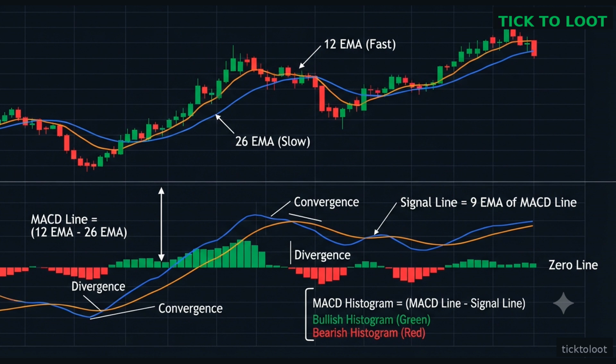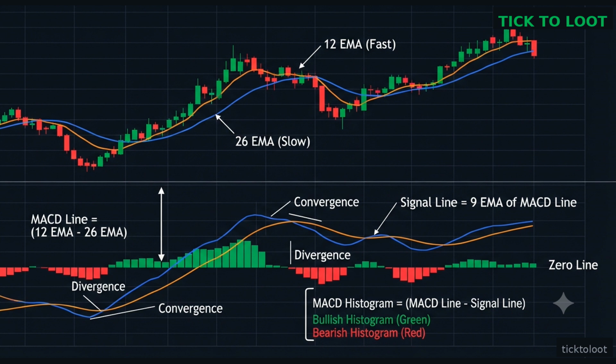The MACD line is calculated by subtracting the 26-period exponential moving average from the 12-period exponential moving average. This line shows the relationship between these two moving averages. The signal line is a 9-period exponential moving average of the MACD line. The histogram represents the difference between the MACD line and the signal line.